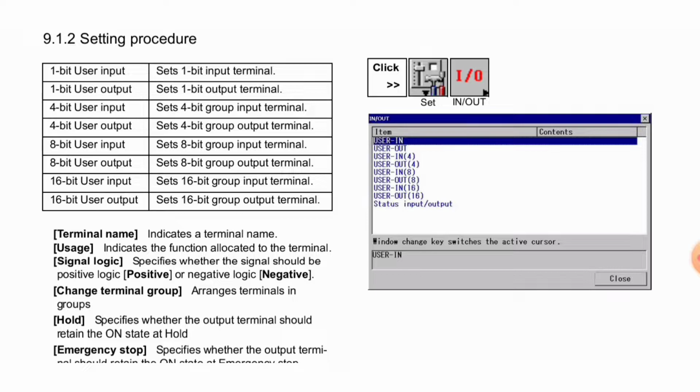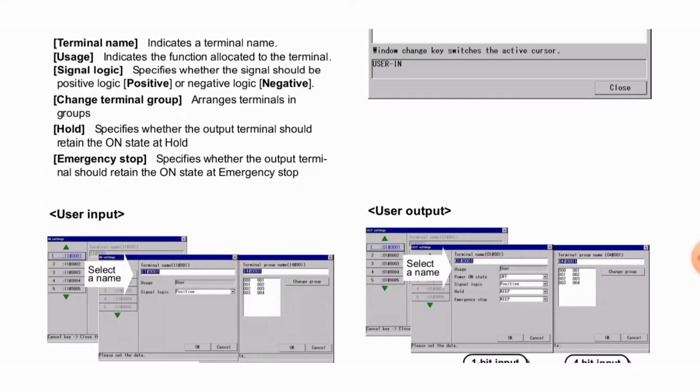Here you can see an image of the setting procedure. Here you can see set in out, user in, user out, user in 4, user out 4, user in 8, user out 8, user in 16, user out 16, status input output. Window change key switches the active cursor, user in, close. Terminal name indicates a terminal name. Usage indicates the function allocated to the terminal.